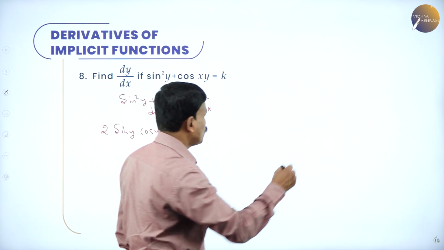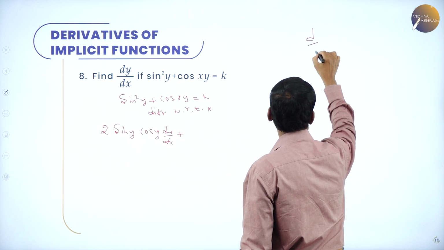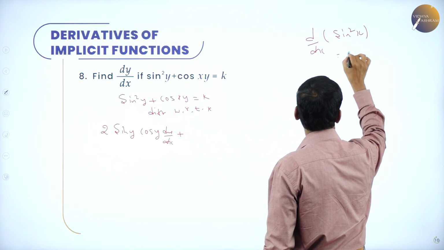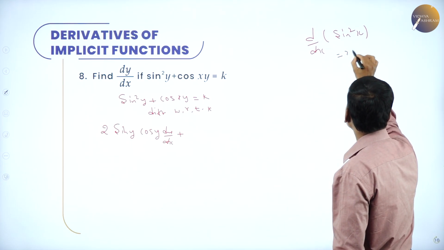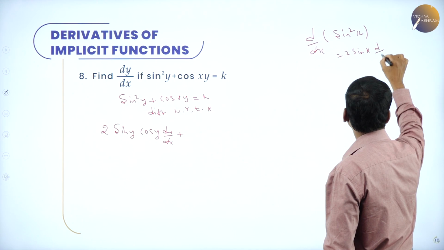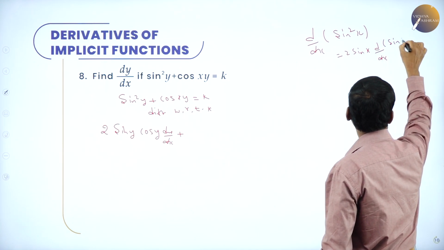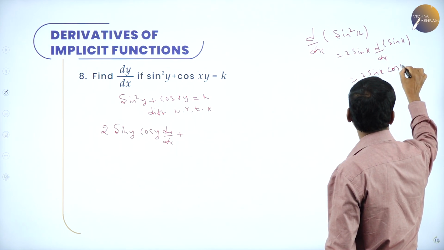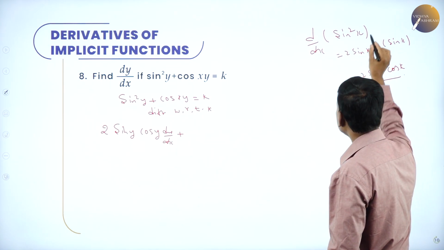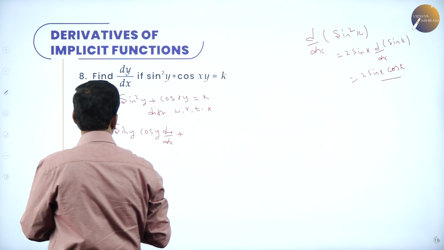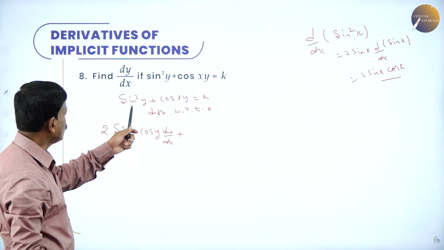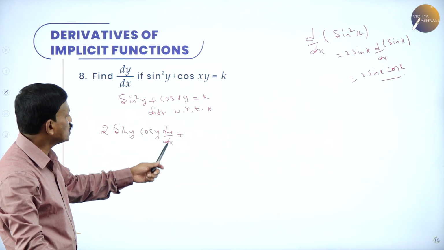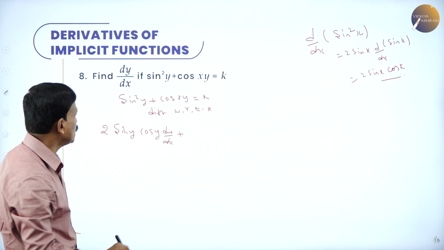If you want, I will write here, see. If it is like this, d by dx of sin square x, what are we going to write? 2 sin x into d by dx of sin x. So this is 2 sin x into the differentiation of sin x, which is cos x. If it is sin square y, what is n here? n is 2 sin y into d by dx of sin y is cos y into y with respect to x, which is dy by dx.